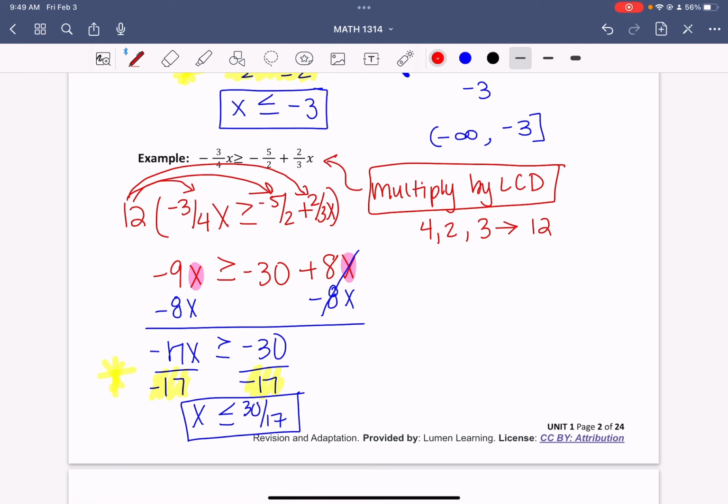Now, how could I write these answers in interval notation? Let's see, that means 30 over 17 is going to be my largest. We're going to go off to negative infinity, and we are going to include it because of that equal sign. So x is less than or equal to 30 over 17. That means that I want all the numbers smaller than 30 over 17.